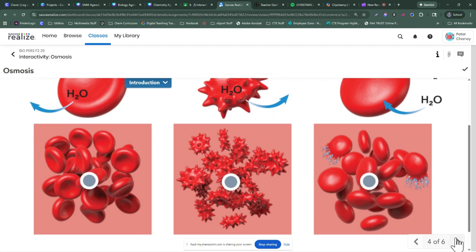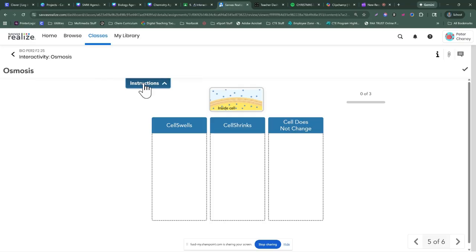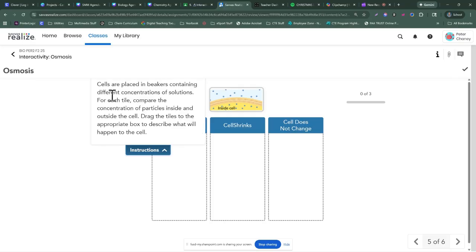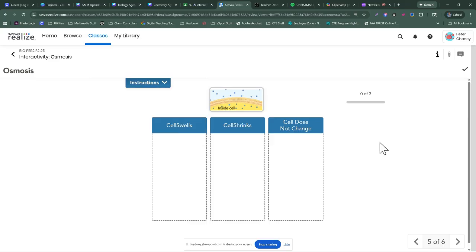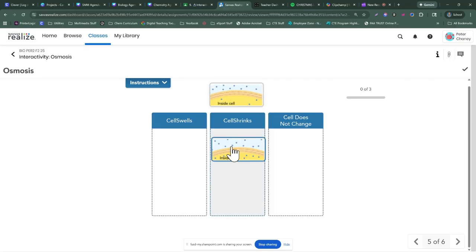All right, slide 5 out of 6. Okay, the instructions for this one are: cells are placed in beakers containing different concentrations of solutions. For each tile, compare the concentration of particles inside and outside the cell. Drag the tiles to the appropriate box to describe what will happen to the cell. So it'll tell you if you're right or wrong. On that particular one, cell does not change because there's an equilibrium of particles out there. On this, we see that there's a smaller amount of particles inside of the membrane and lots on the outside. So does that mean that it's going to shrink or swell? So you're going to match those to the 3.